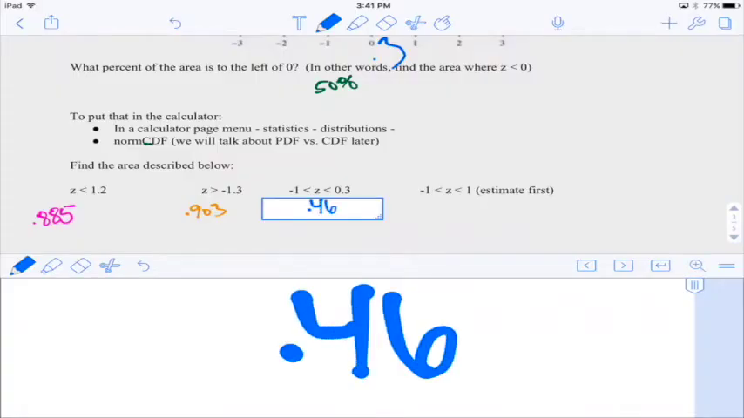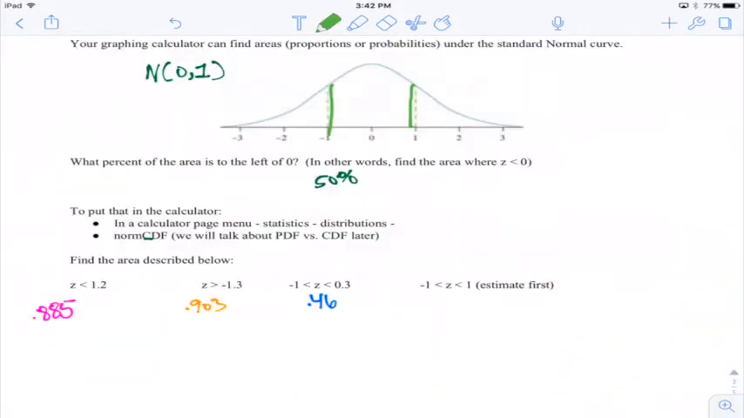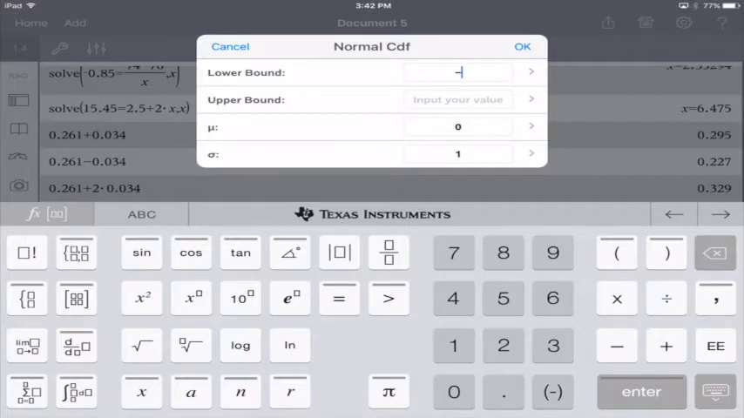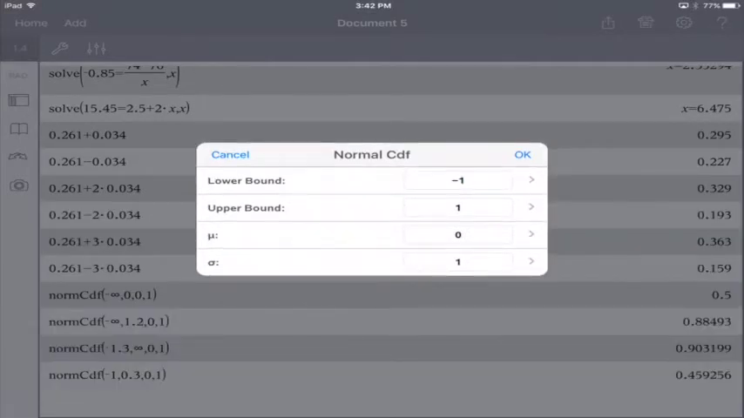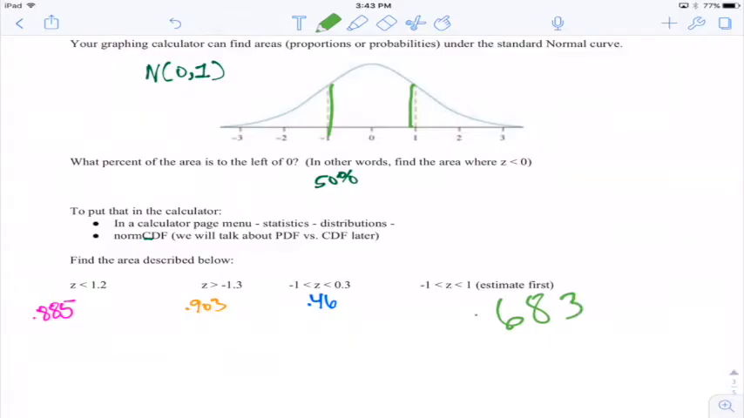And lastly, between -1 and 1, well, let's estimate it first, right? One standard deviation should be about 68% of the data, so my estimate should be 0.68, but it's not going to be perfect. That's an approximation, the empirical rule. So when we do it on our calculator, we see it's 0.682, or 0.683 if we round. So it's not perfect, but it works out just fine. Okay, you're just learning that the empirical rule is not perfect.